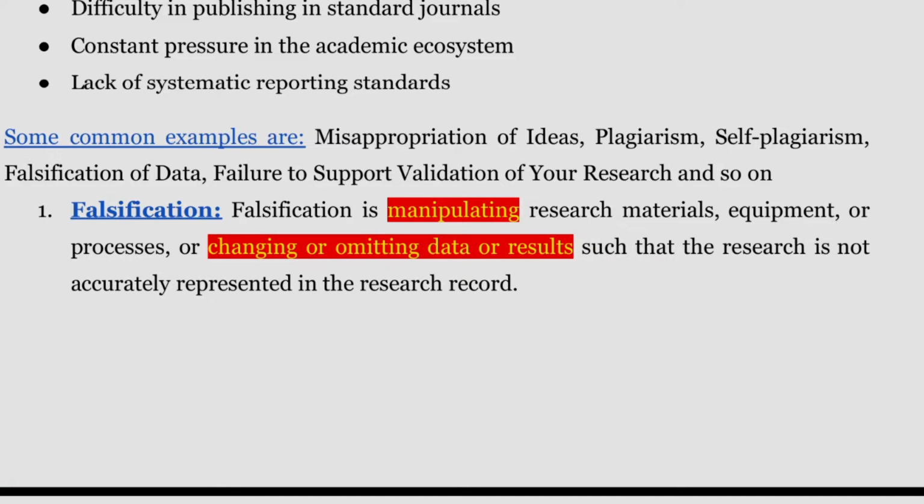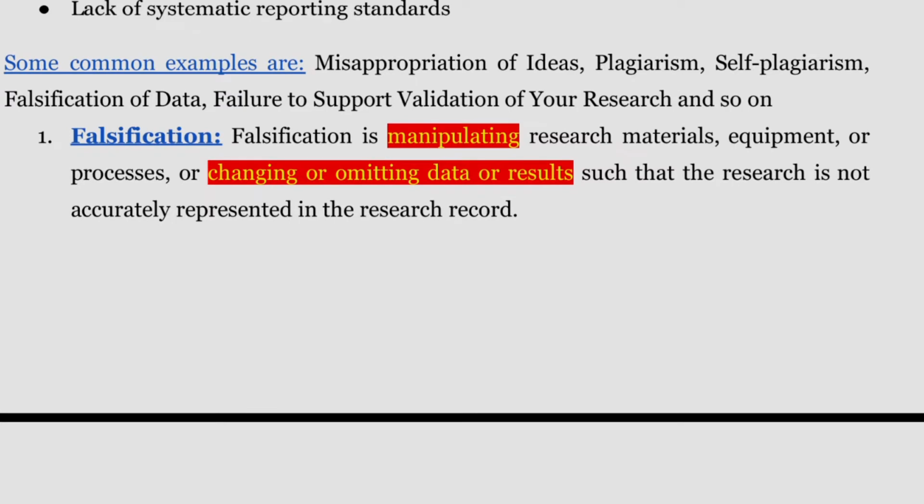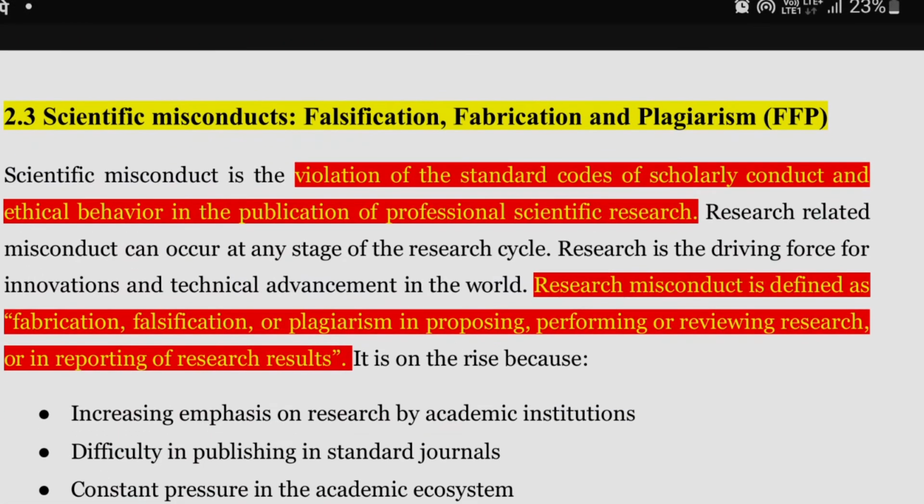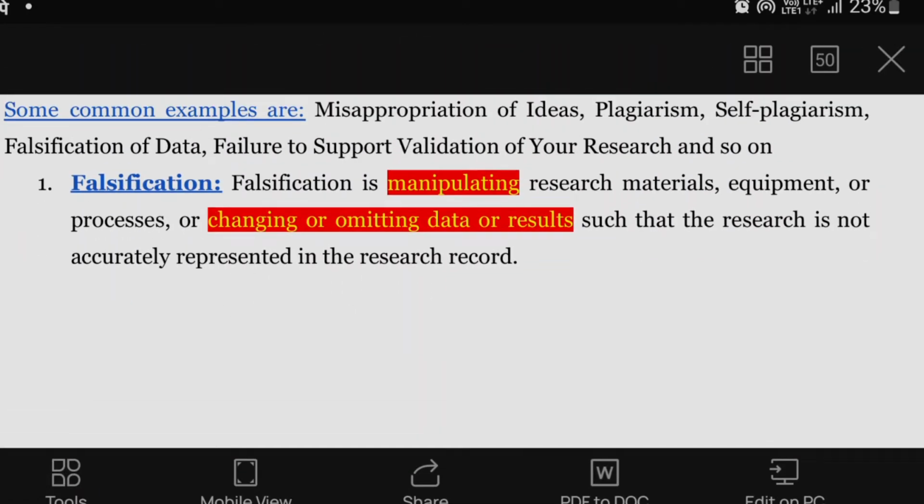So these are the main important misconducts that the scholars do in research. Some of the common examples are misappropriation of ideas, plagiarism, self-plagiarism, falsification of data, failure to support validation of your research, and so on. Basically you have to explain falsification, fabrication, and plagiarism in detail to get all the 10 marks on this scientific misconduct question. So we will start with the first, falsification.